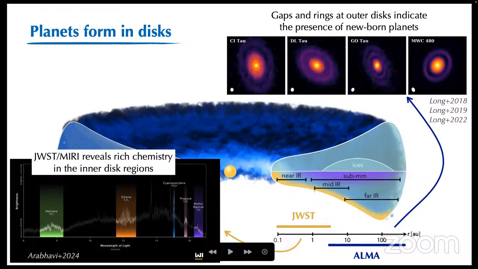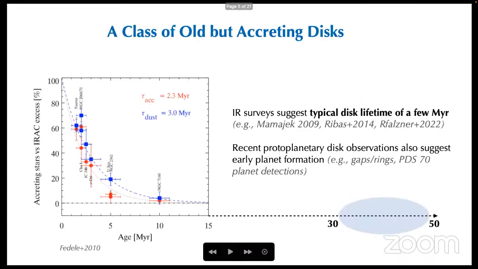In this talk, I will briefly touch on the complex interplay between the outer disk structure and the inner disk chemistry by focusing on a very special type of disk. So why are they special? They are special because they are very old. They are tens of millions of years old.